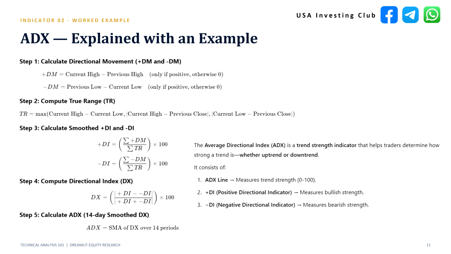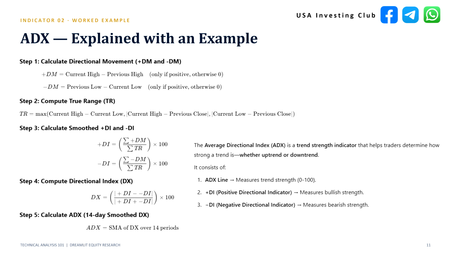Let's walk the ADX calculation step by step, starting with its two raw building blocks. Step 1. Calculate directional movement. Positive DM equals current high minus previous high, counted only if positive, otherwise zero. Negative DM equals previous low minus current low, counted only if positive, otherwise zero.